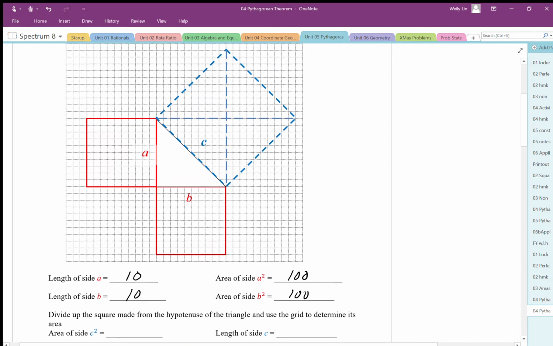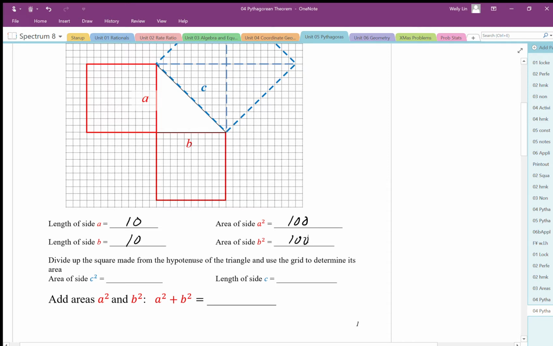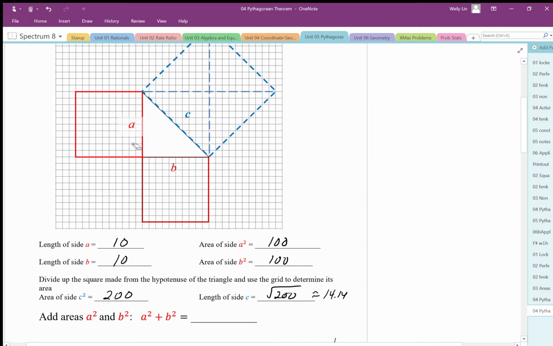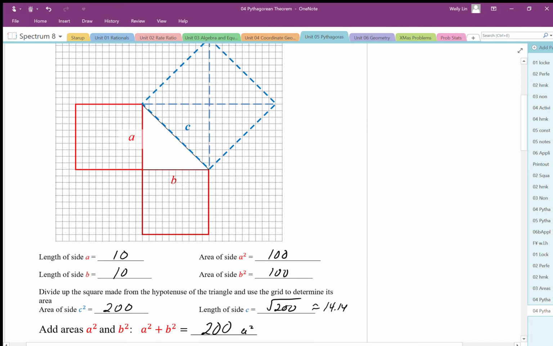And when we count up the area of side C, it's going to be 10 by 10 divided by 2, so 50, 50, 50, 50. So the area of side C squared, when I add up those triangles, appears to be 200. And so the length of side C is the square root of 200, which is approximately 14.14. Now we want to see if this relationship actually holds true. Do these two red areas, the A square area and B square area, add up to the blue area of C squared? Well, when I add those two areas up, A squared and B squared, yeah, we do get 200 squares. So it appears that this relationship is holding true for this first triangle.